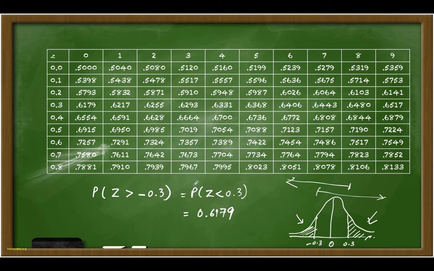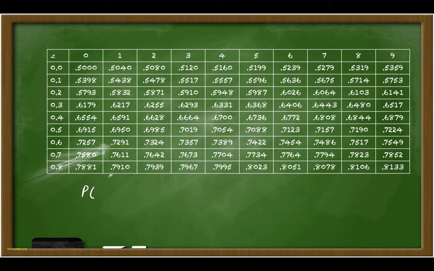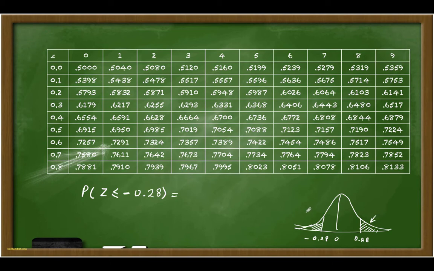Let's have another example. Suppose you want to find the probability that z is less than or equal to negative 0.28. If we make the shape of this distribution, mean is 0 and negative 0.28, and we need to find this area. Since this distribution is symmetrical, we can find this area using this table, because we don't have negative values in this table. We will find this area, and this area will be the same as this area.